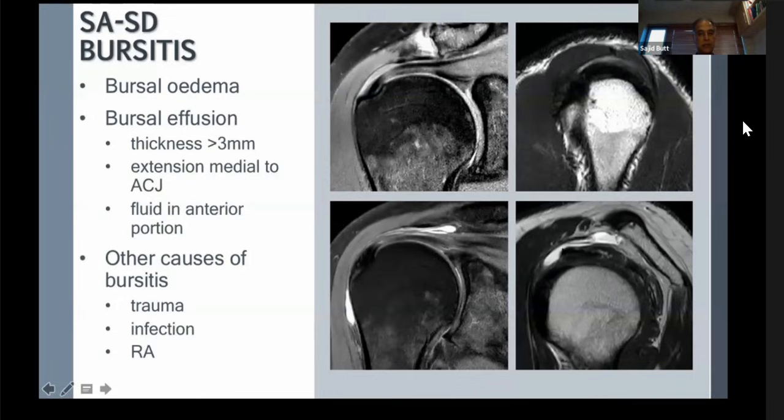This is a sagittal projection. That's the anterior, that's the posterior. That's the flat undersurface of acromion. That's the rotator cuff, and excessively thickened subacromial subdeltoid bursa.